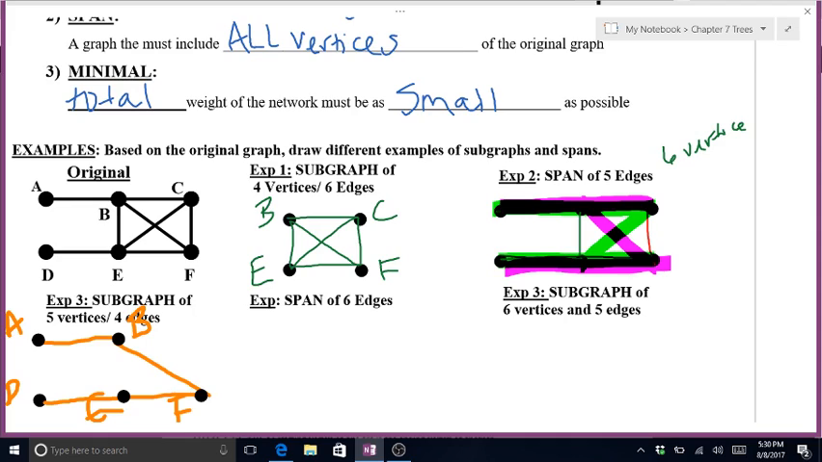You could have used the middle line that connected B and E instead of the line that connected B and F. You could have used the middle line that connected B and E instead of connecting E and F. Okay, there are a lot of different options here.